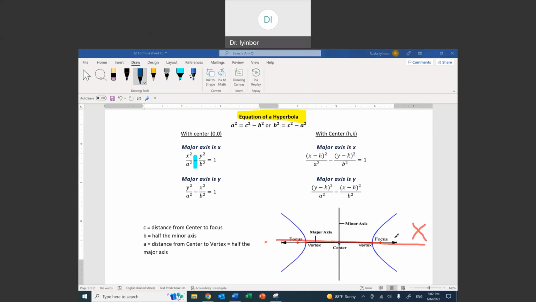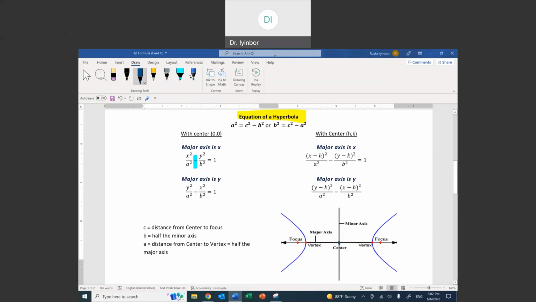Let me show you how it looks when the major axis is y. It's going to be like this. You have the minor axis here, and the hyperbola is going to be like this, up and down. So these are the vertices. You have two vertices here, the center in the middle, and you have two foci.